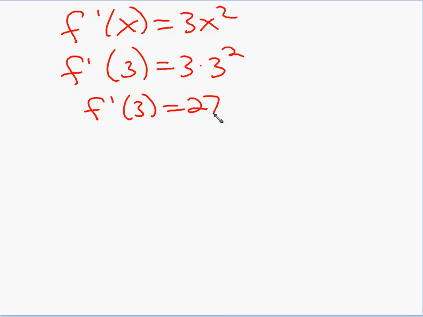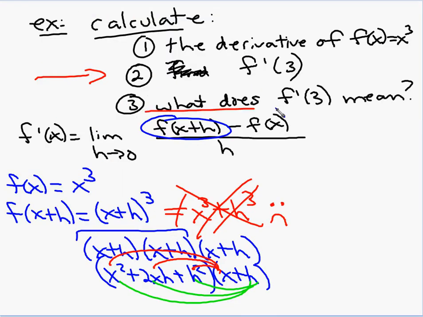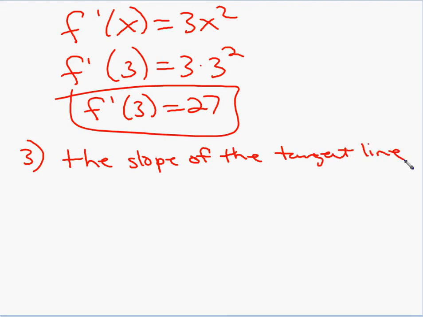So we've done the second part. I'm probably as concerned about you getting the answer to question 3 right as anything. Question 3 said, okay, what does f prime of 3 mean? Very good. It is the slope of the tangent line to f of x when x equals 3. That's one way we could say it.